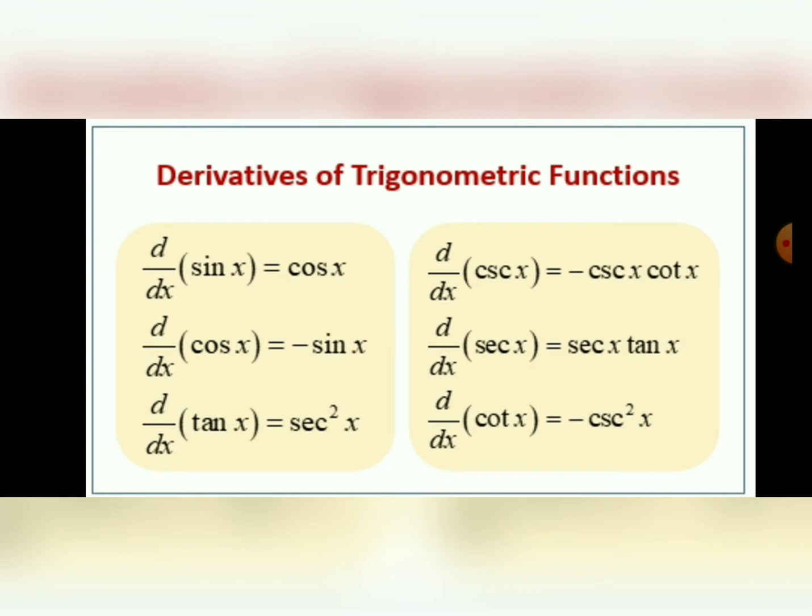Derivative of tangent x with respect to x equals square of secant x. Derivative of cosecant x with respect to x equals negative cosecant x cotangent x. Panglima, derivative of secant x with respect to x is equal to secant x tangent x. Then, pang-anim natin, derivative of cotangent x with respect to x is equal to negative cosecant square x.